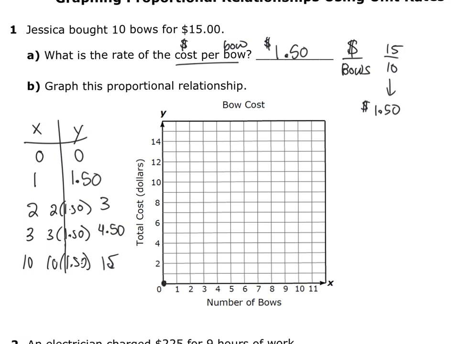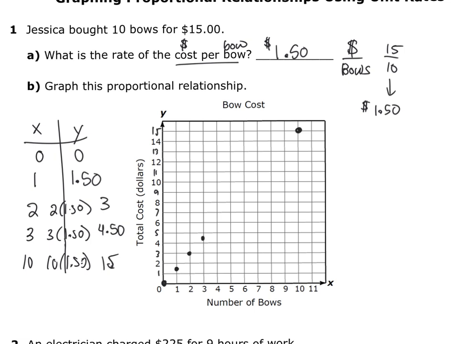0 bows cost $0. 1 bow costs $1.50. And we're going to find $1.50 here. I notice that my y-axis is counting by 2s, so I really go 1, 2, 3, 4, 5, 6, 7, 8, 9, 10, 11, 12, 13, 14, 15, right? Maybe it's helpful to label like that. So then I know that $1.50 would be halfway between 1 and 2. So that's 1 bow costs $1.50. 2 bows costs $3. 3 bows costs $4.50, and then I'm going to skip over to 10 bows. And 10 bows costs $15.